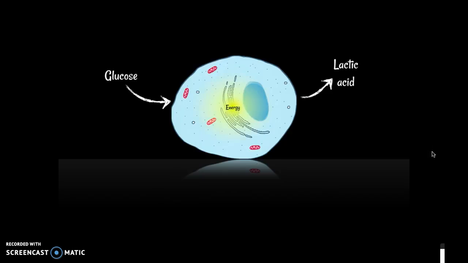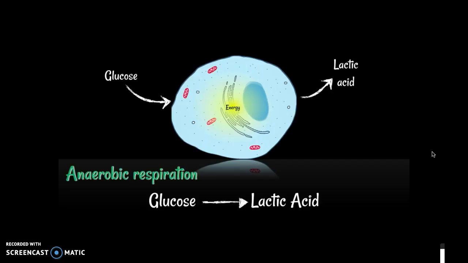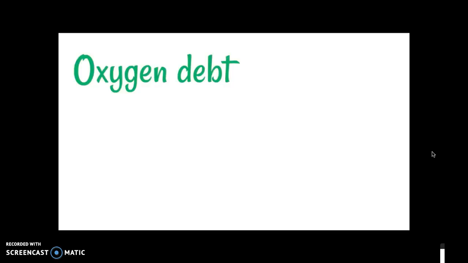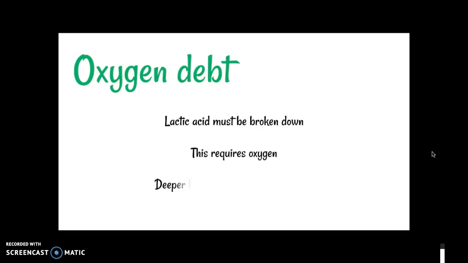The word equation for this is, again, very simple. Glucose goes to lactic acid, and this process is known as anaerobic respiration. One problem associated with anaerobic respiration is something called oxygen debt. The lactic acid that's being produced is toxic and it must be broken down. This breakdown of lactic acid requires oxygen. And so, after you've done some exercise, you're going to have to repay that oxygen by breathing more deeply. So, you'll take deeper breaths even after you've finished this exercise.